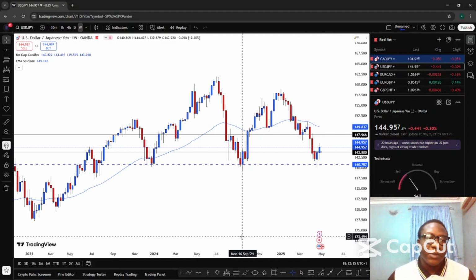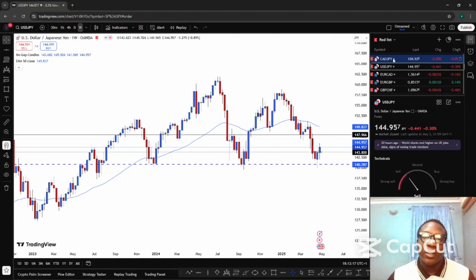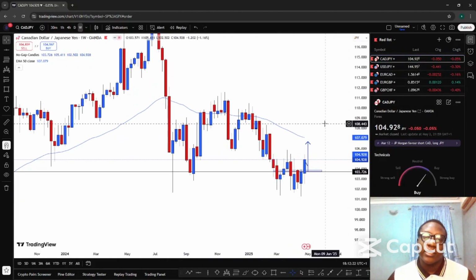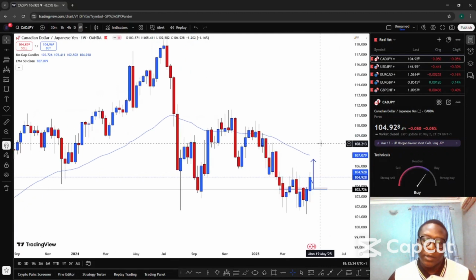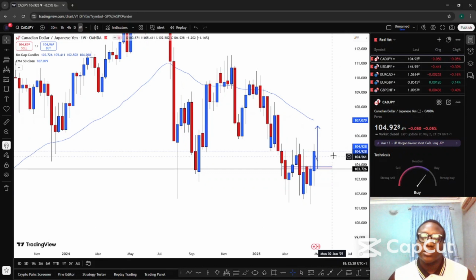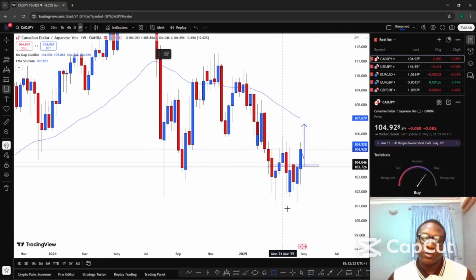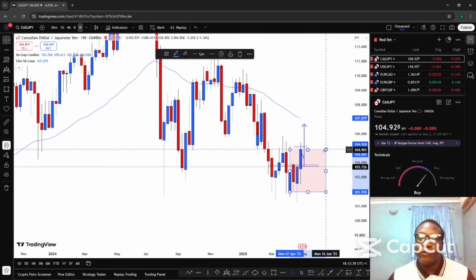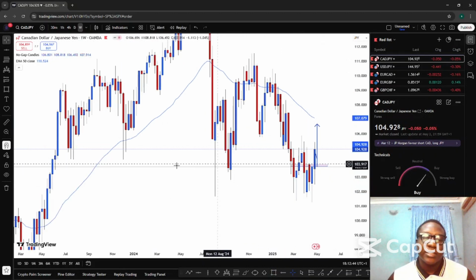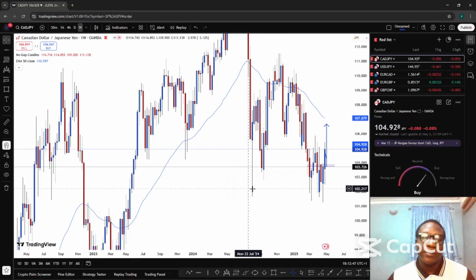As you can see, the first pair that we have for the week is CAD JPY, that is Canadian dollar versus the Japanese yen. On the weekly time frame, you can see that the market is currently bullish as the market has not closed above or below this previous market swing. Now we have this area of interest here where the market has tested multiple times in the past.